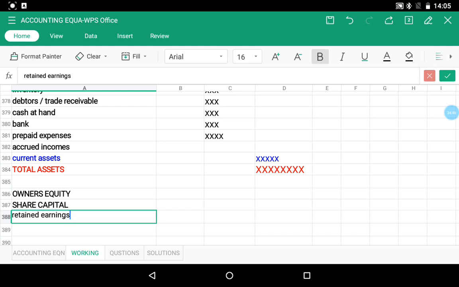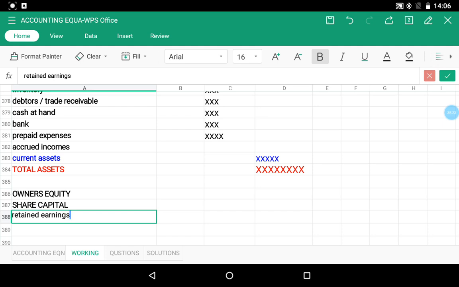Sometimes you may find retained earnings on debit side. When you find a balance on debit side, that means they are demanding from the business. That one you will subtract it from owner's equity or from share capital. But if you find it is on credit side, that one you will add it. So you always check on the trial balance.